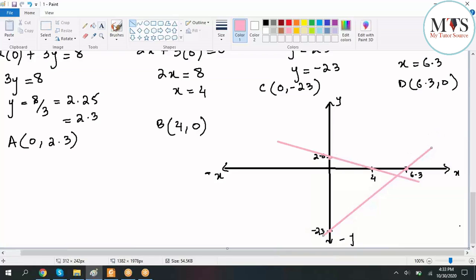Our point of intersection is at this point. What's so special about the point of intersection? The point of intersection is basically the common point that both equations share. Is it needed for any other equations? Yeah, in most questions they ask you to find the point of intersection between two lines, two curves, or a line and a curve. It can be anything.